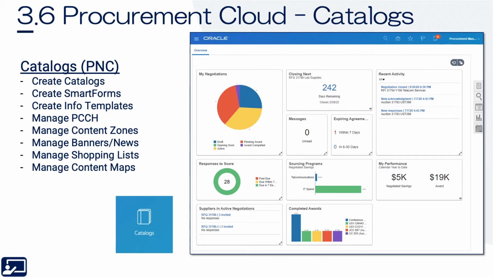You can also create information templates. Those are very popular when you want to add extra or groups of extra fields to SmartForms. Then you can manage the PCCH, which is the Procurement Catalog Category Hierarchy. Manage content zones, banners or news lists, shopping lists, or content maps.